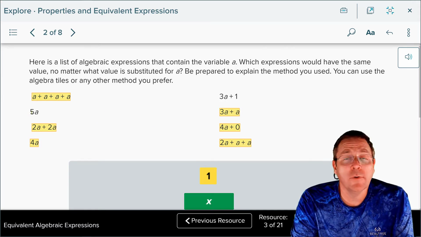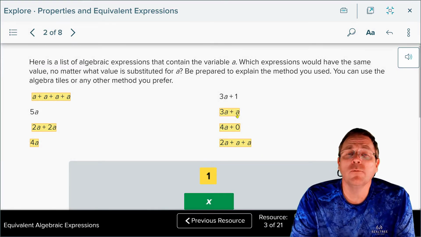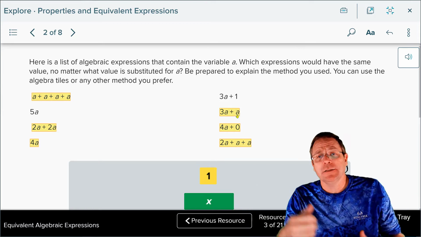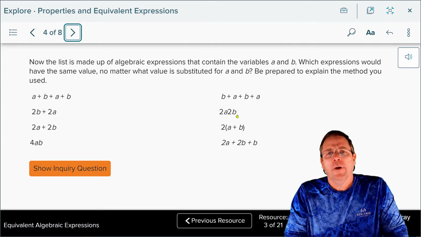This one, 5a, obviously not 4a, and this one is 3a plus 1. You could easily get confused with that, but we don't know the value of that 1. We don't know that that 1 is what a is, and because of that, we can't do anything with it there. How about this one?